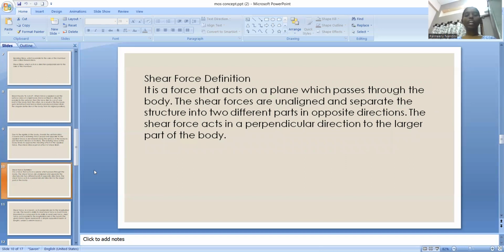It is a force that acts on a plane which passes through the body. The shear forces separate the structure into two different parts in opposite directions. The shear force acts in a perpendicular direction to the larger part of the body.